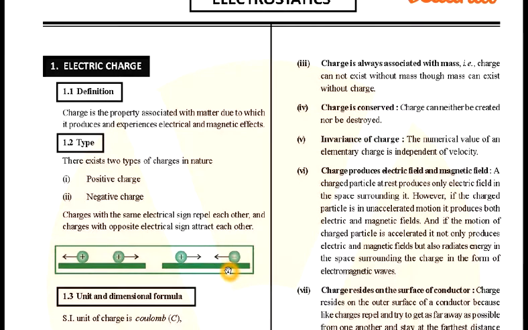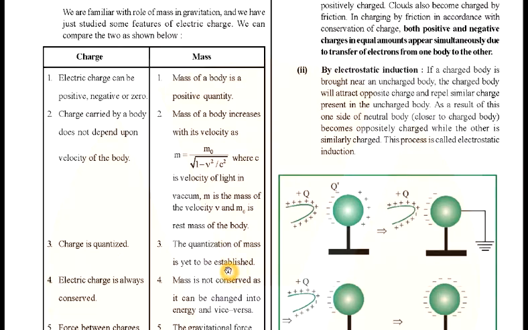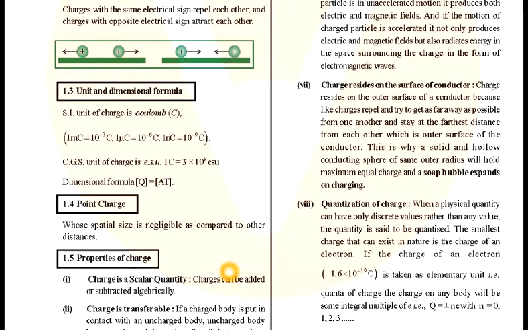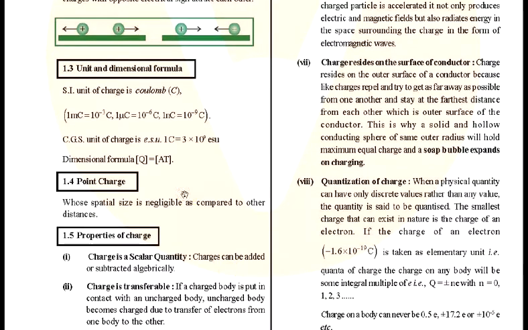Now see its unit. SI unit of charge is coulomb. Its dimensional formula is AT, where A represents the current and T represents the time.